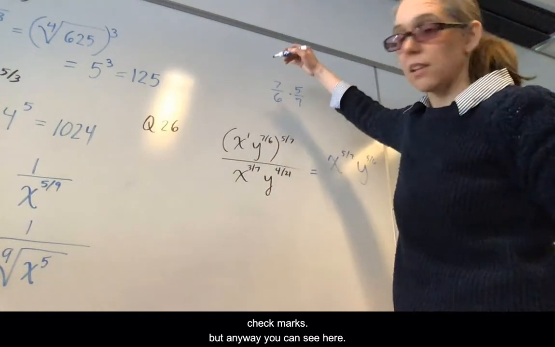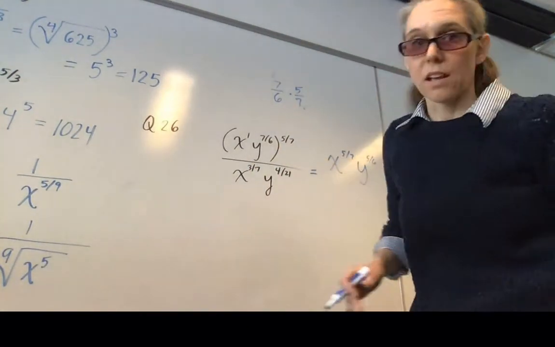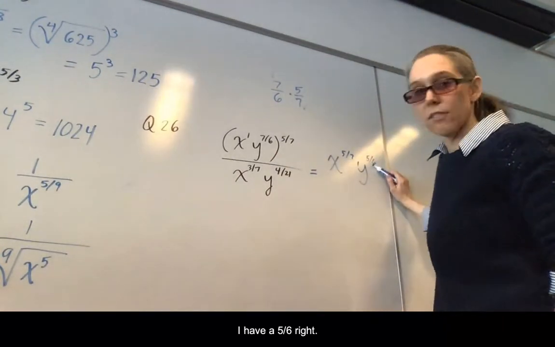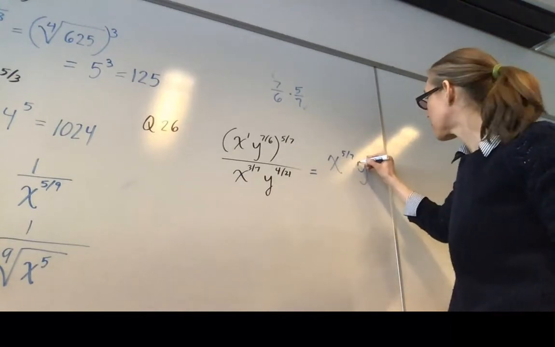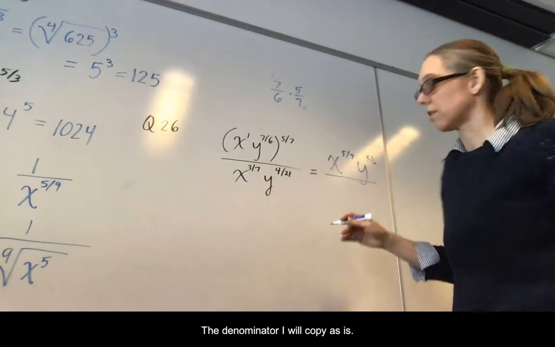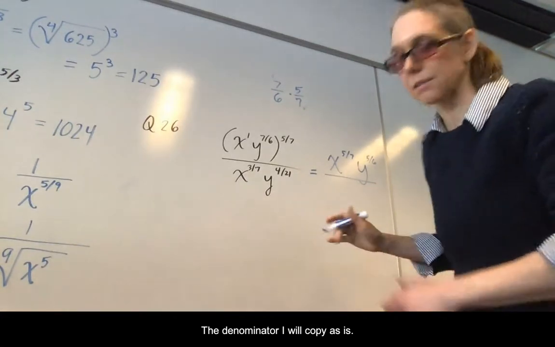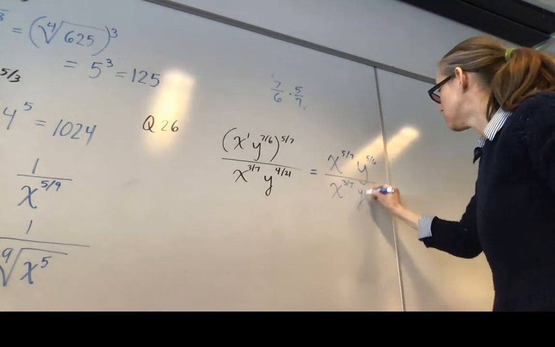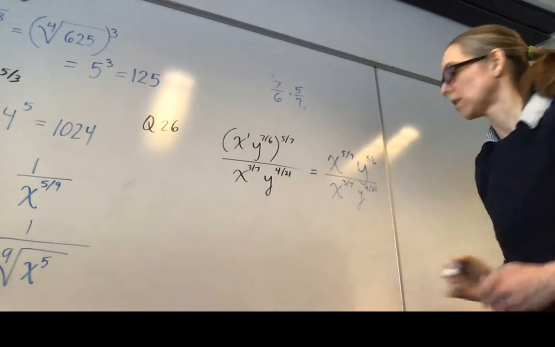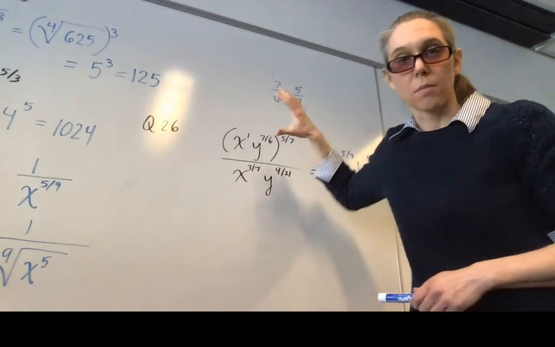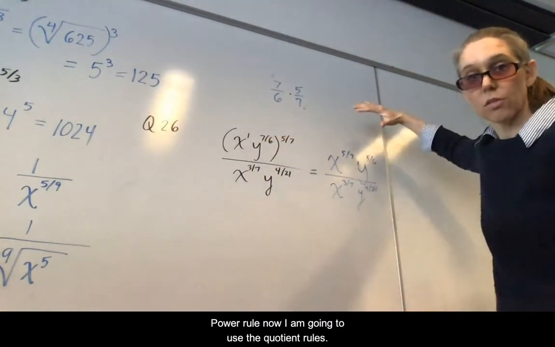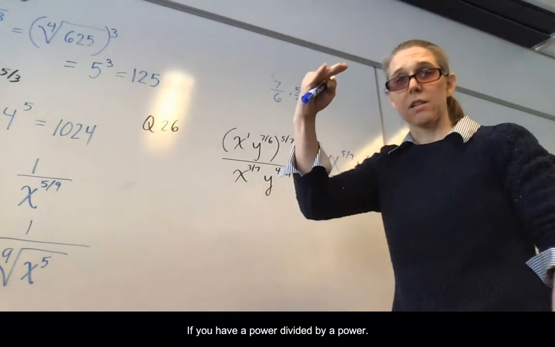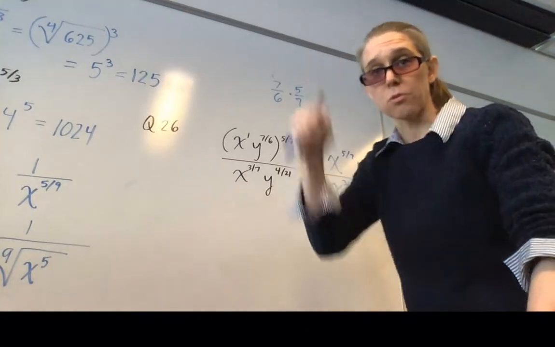But anyway, you can see here, the 7 and the 7 cancel, and that leaves you with 5/6. That's why I have a 5/6 right here. Now, the denominator I will copy as is. So, that was the power rule. Now, I am going to use the quotient rule. Now, remember with the quotient rule, if you have a power divided by a power, you subtract the exponents.